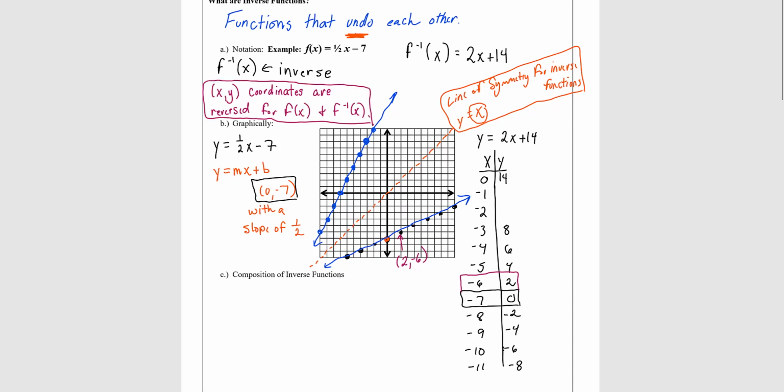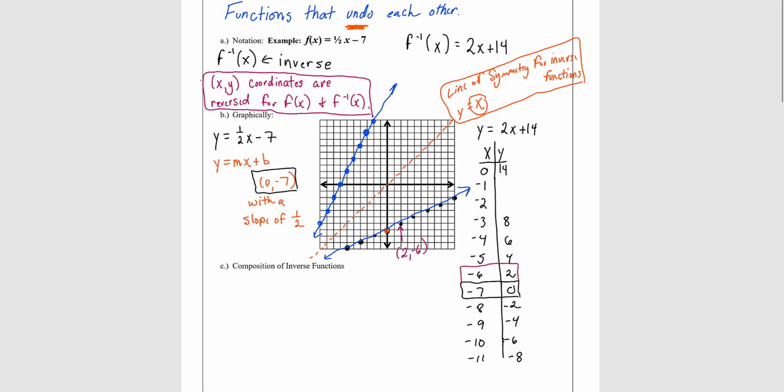So that's really the second and the third important thing we've talked about here with inverses. There's the symbol for inverses, so I'll go ahead and box that. We talked about the line of symmetry being the line y equals x. So all three of those facts about inverses you need to know.